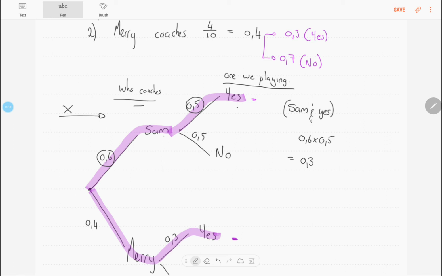So you see the difference between probability and chance. Probability is 0.3. That's your probability ratio. But we have a 30% chance. So just know that difference.